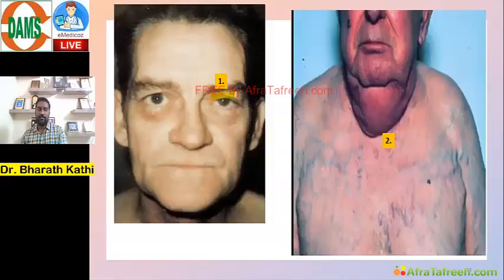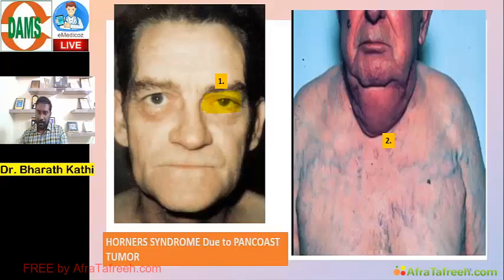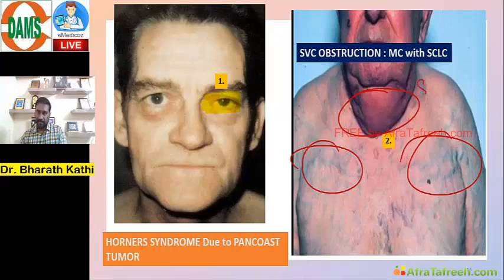And what do you notice here? Ptosis. Ptosis with lung cancer. It can be Horner syndrome due to tumors of lung apex, Pancoast tumor. And what do you see here? Neck swelling, dilated veins over chest wall. All this is suggestive of SVC obstruction. And SVC obstruction is most common with small cell lung cancer.